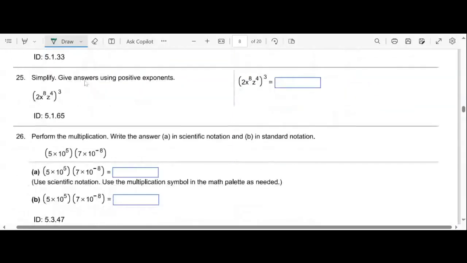Next question. Simplify, give the answer using positive exponent. So I have to distribute the 3 inside. How many times I have to distribute it? You have to distribute 3 times. So 2 to the power of 3, x to the power of 8 times 3, z to the power of 4 times 3. So that's 2 to the power of 3 means 2 times 2 times 2, which is 8. X, 8 times 3 is 24. 4 times 3 is 12. So your final answer will be 8 x to the power 24 z to the power 12.